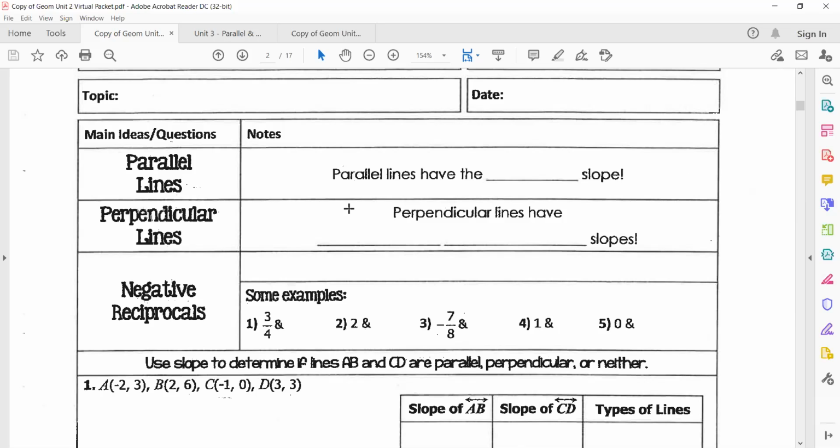Now, the second definition here for perpendicular lines, two parts. Here's the clue right here. Perpendicular lines have negative reciprocals. Well, what's a negative reciprocal? Do you remember what a reciprocal is? If you take any fraction and you flip it over, you have the reciprocal.